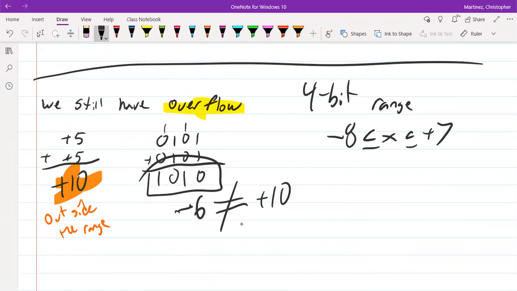Remember, if you add 2 positive numbers, you have the conditions where you could have overflow. If your answer ends up being negative, you have overflow. If you add two negative numbers together, you could get past -8. You would see that your number would be positive. You know you had an overflow occur.